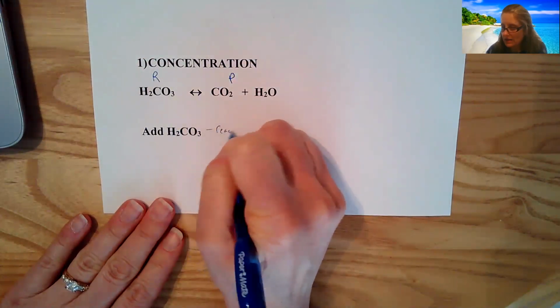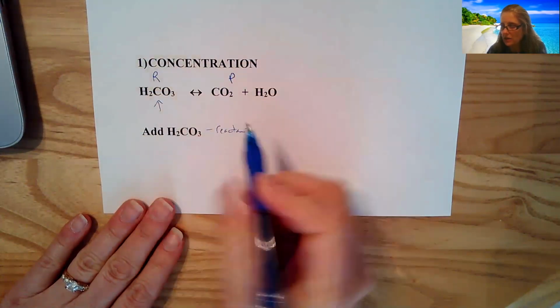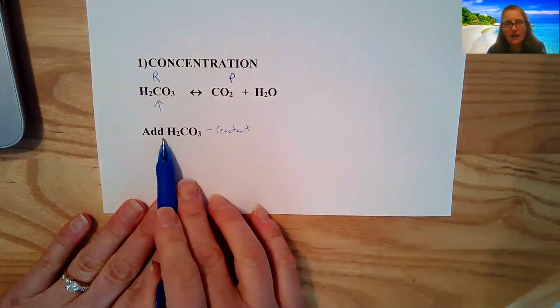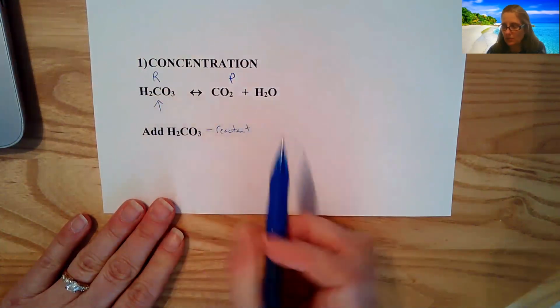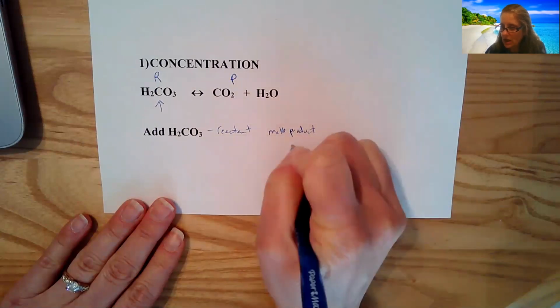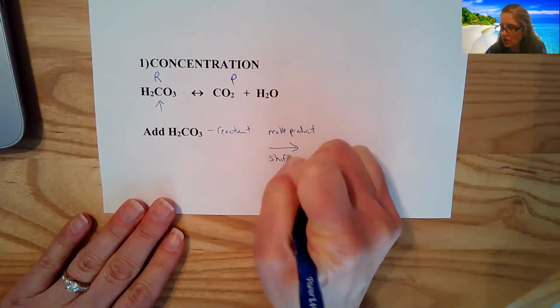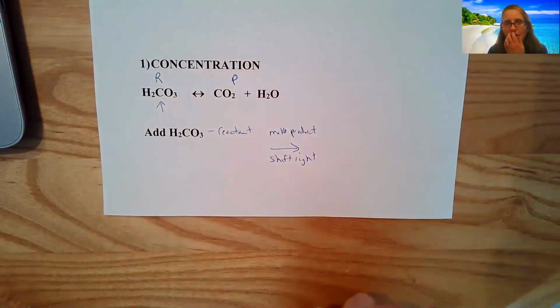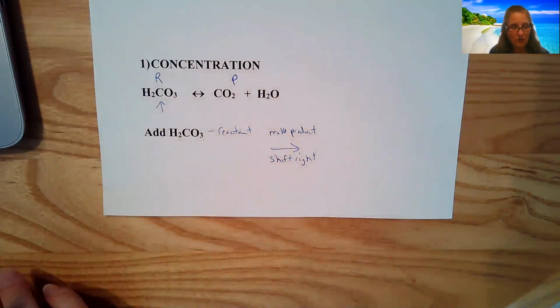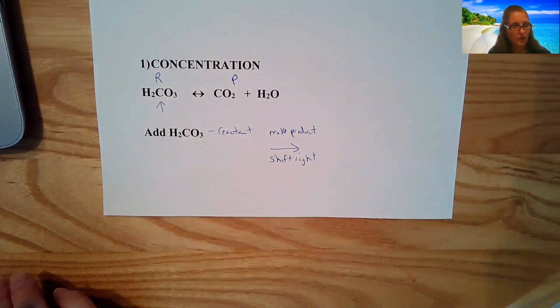If I add a reactant, think of it like you're making cookies at home. If I have more flour, more sugar, more anything, I could then make more product. So when I add more reactant to this equilibrium, it's going to make more product. Okay, so we're going to make more product. What that means is I am shifting it to the right. What we're going to talk a lot about in Le Chat is shifting the equilibrium to a certain direction. Okay, so we are adding H2CO3. I am essentially adding more reactant.